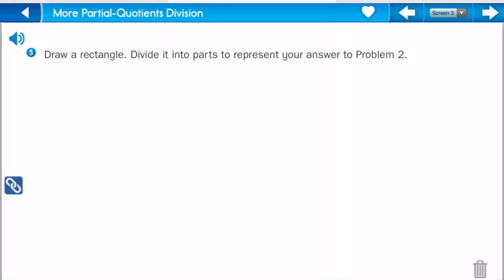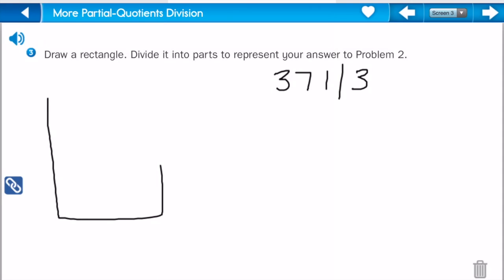All right, so what they want us to do on this one is draw a rectangle and divide it into parts to represent our answer to problem 2. So our problem was 371 divided by 3. Now let's draw a rectangle like this, like we did before. We've done this before. 371 divided by 3. Let's put H. So now I just got to break this up.